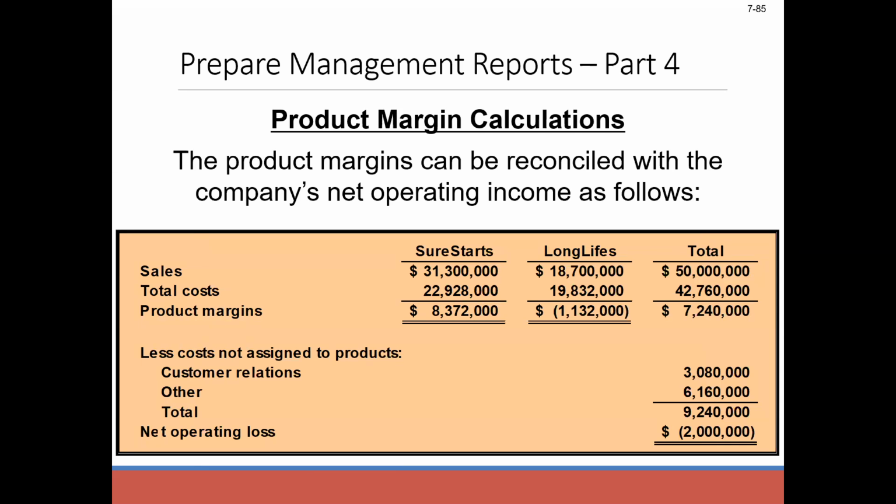So the product margins can be reconciled with the company's net operating income, as you see here. Costs not assigned to products, the $3,080,000, and then the other of $6,160,000 gives us our total other costs of $9,240,000, which then brings into account the ultimate net operating loss for the company.